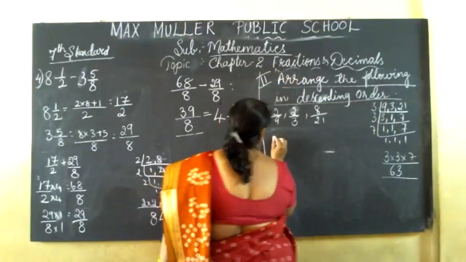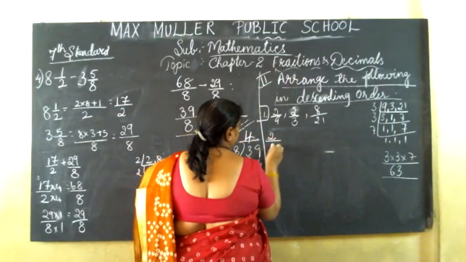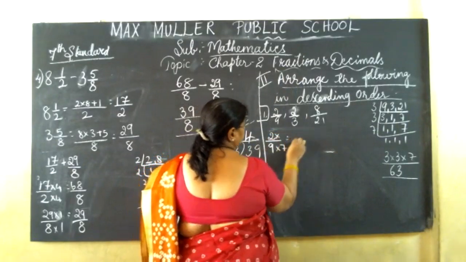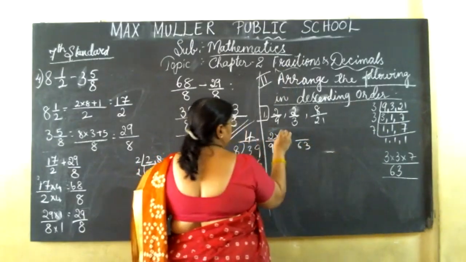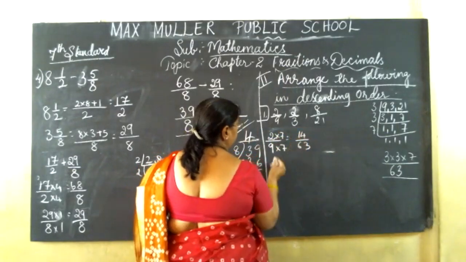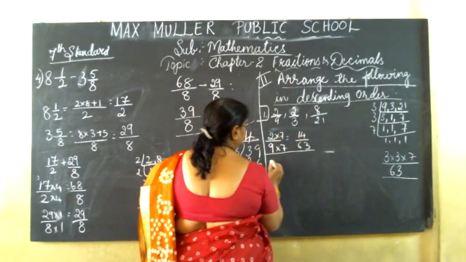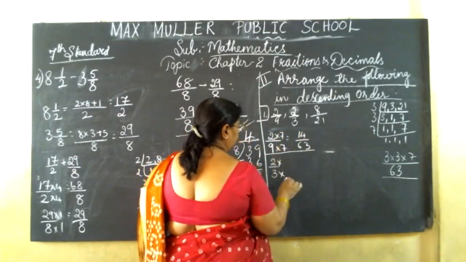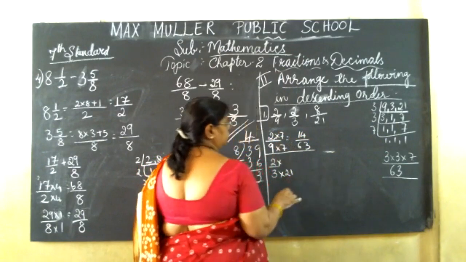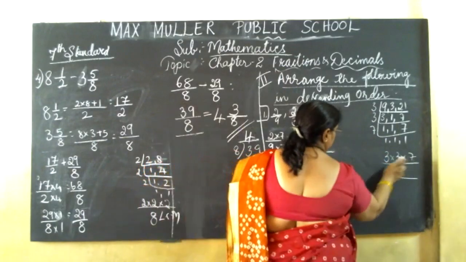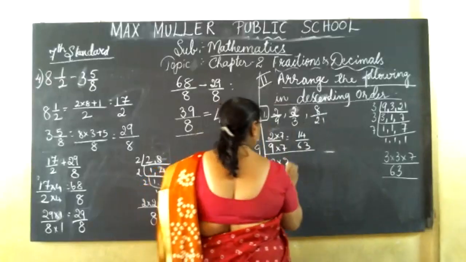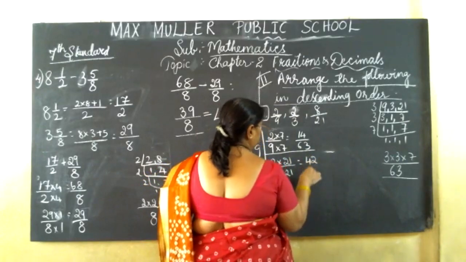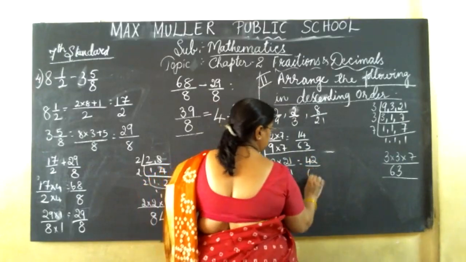So now we'll make it into 63. 9 7s are 63, so 2 by 9 becomes 14 by 63. Okay. This is 1. 2 by 3 into 21. See, 1 3 is there, 7 3s are 21. Okay. Into 21, 2 2s are 4, so 42 by 63.